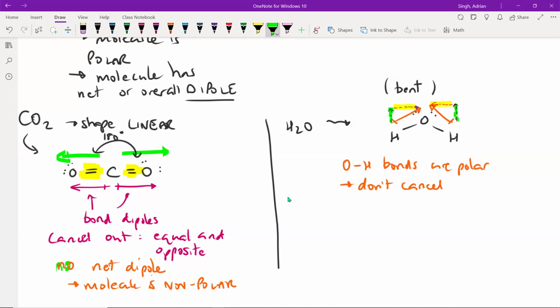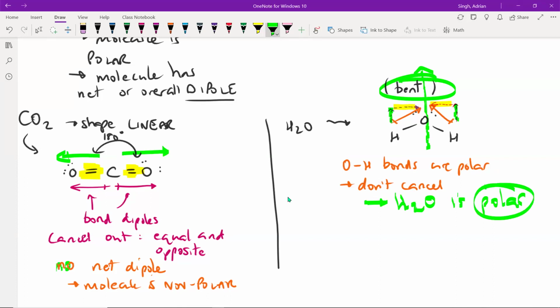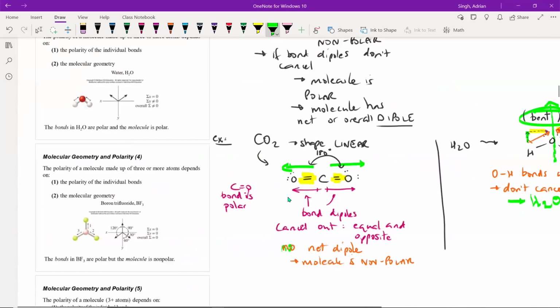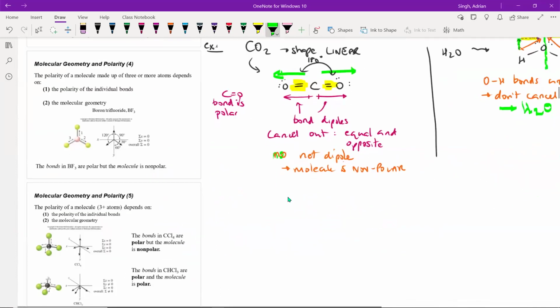So the overall polarity is in this general direction, from bottom to top, from where the H's are all the way up to where the O is in this molecule. So in this case, we do have polar bonds, and they don't cancel. As a result, H2O is a polar molecule. That's a very important characteristic for water, the fact that it's bent, but also the fact that it is polar. So when determining the polarity of molecules, you have to look at the polarity of the individual bonds, and you have to look at the shape of the molecule as well.